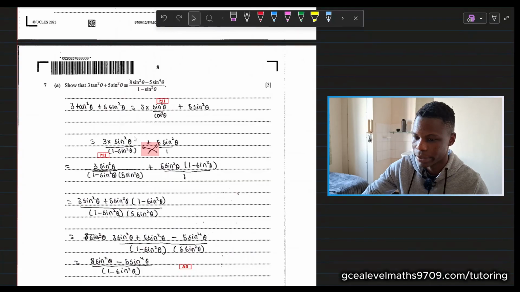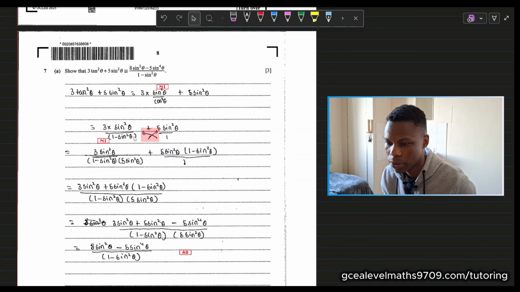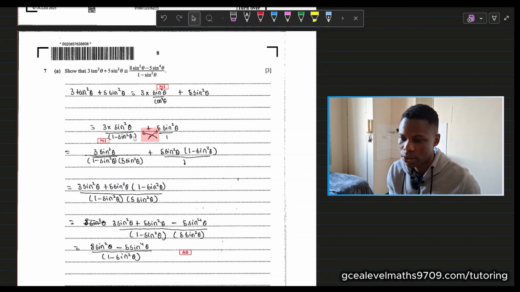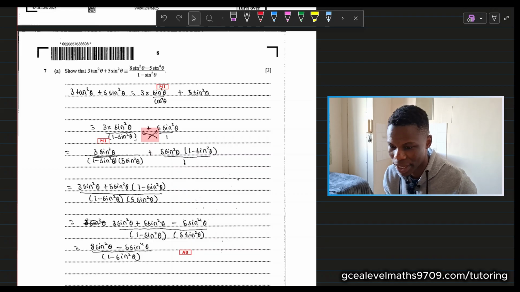Then number 7, part A. This is a trig question. Pretty much a trig identity. Show that 3 tan squared theta plus 5 sine squared theta is identical to 8 sine squared theta minus 5 sine to the 4 theta over 1 minus sine squared theta.